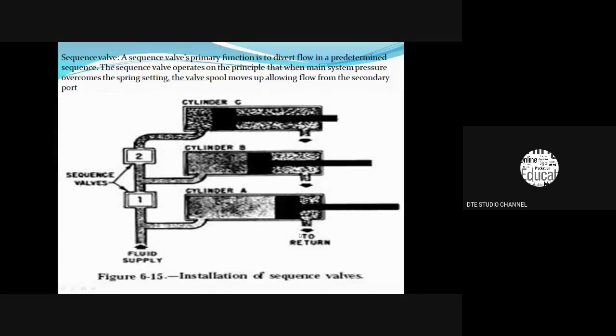The figure shows each actuator has an input line as well as a drain line. All the drain lines are connected to the reservoir, whereas all the input lines are connected to the common fluid supply line, that is the pump. No need of connecting the input to an individual pump. By using a single pump, a number of cylinders are working sequentially. It is the main function of the sequence valve.